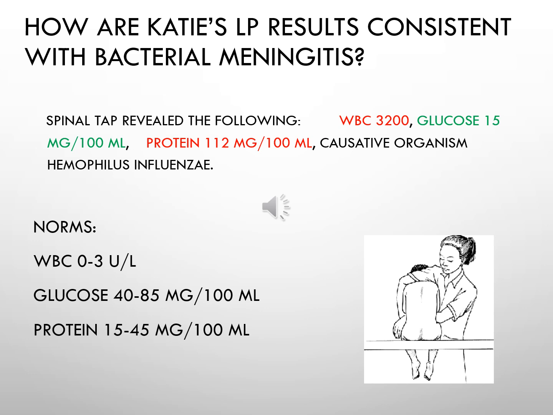All right, so she had a spinal tap. Her white blood cell count was 3,200. That's increased, right? Her glucose was 15 mg per 100 mL. So what? That's low, right? And then her protein was 112. So you see that increase in that protein. And then you have a causative organism of Haemophilus influenzae. So what type is that? That's a bacteria, right?